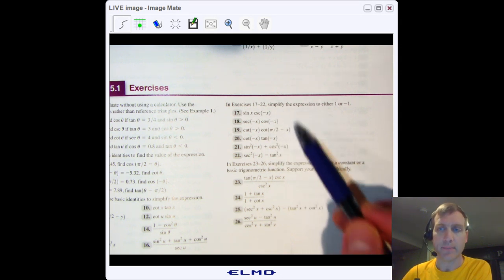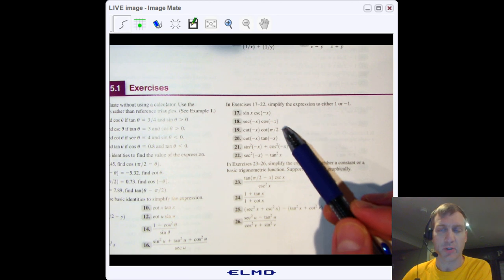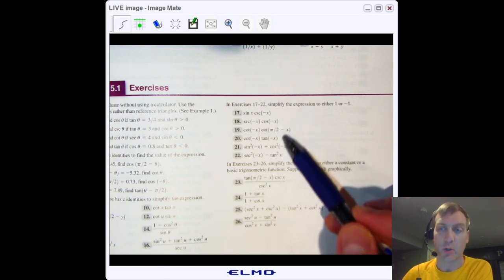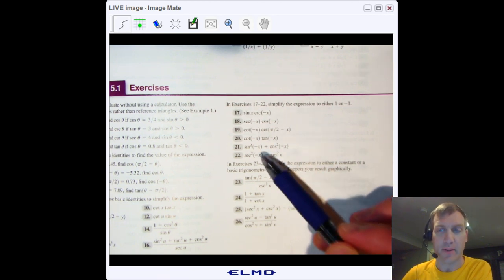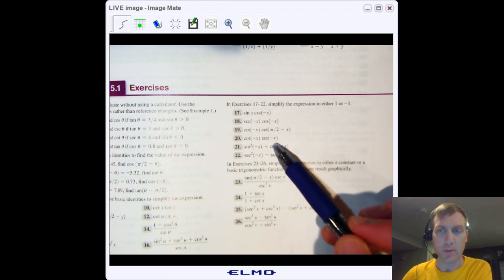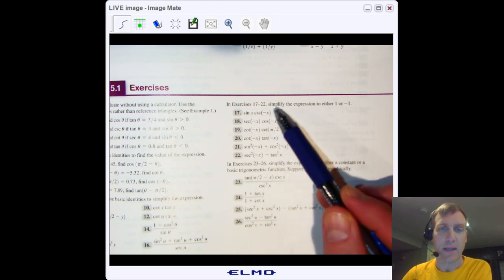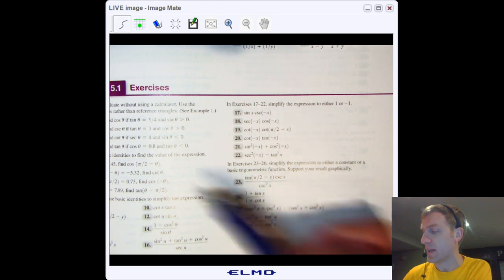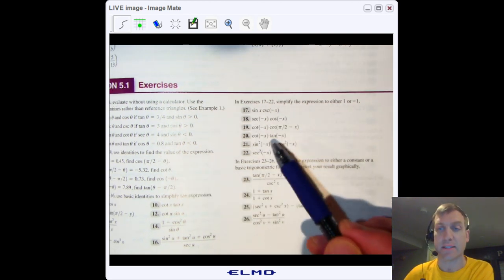And make sure you show your work, of course. Don't just write down 1 or negative 1. You have to show the steps for how you got the answer. That's what's important about these problems. I don't want to see just an answer of 1 or negative 1, just a number answer. I need to see the steps where you got those.